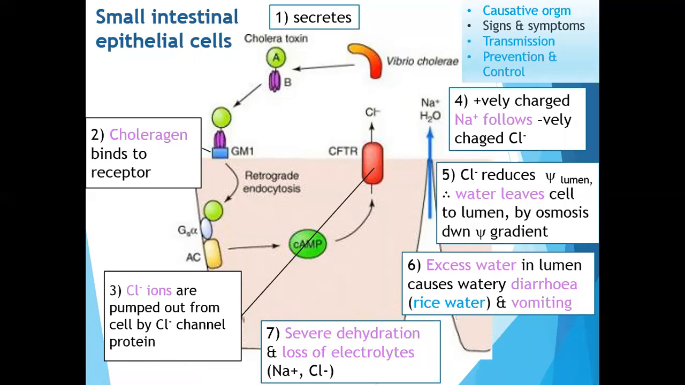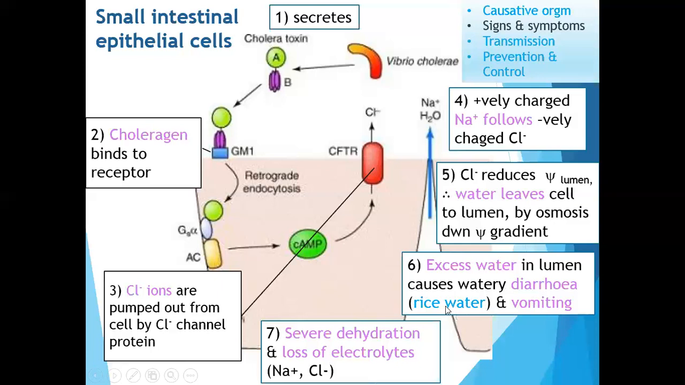At the same time, because sodium ion is positively charged, it will also move out of the epithelial cell by facilitated diffusion, attracted to the negatively charged chloride. So it follows chloride. Both sodium ion and water will follow the chloride ion and go into the lumen of the intestine. Because of that, there's excess water in the lumen, causing watery diarrhea.